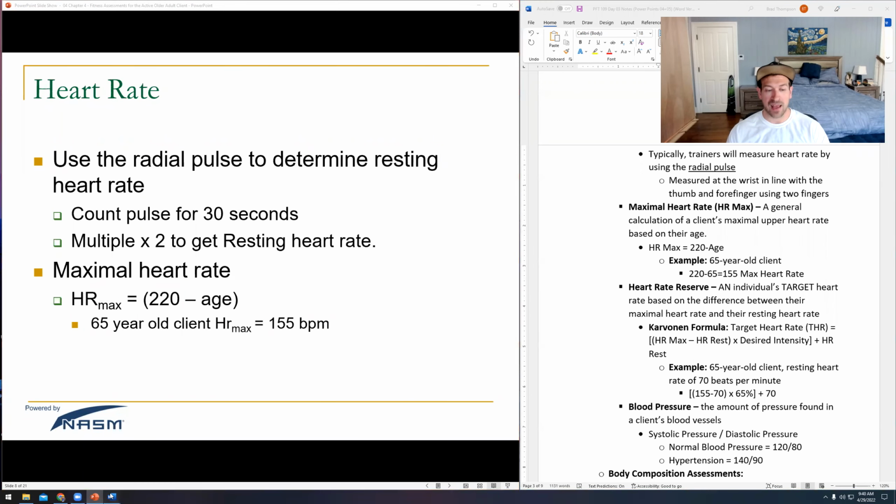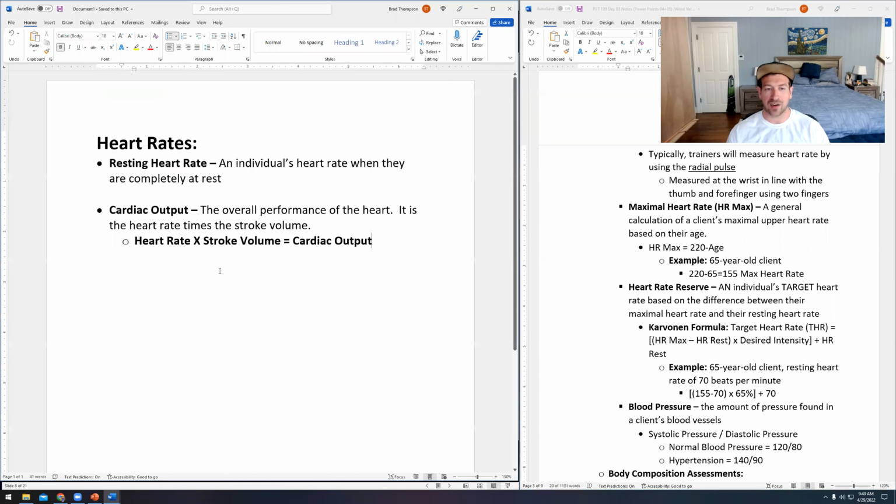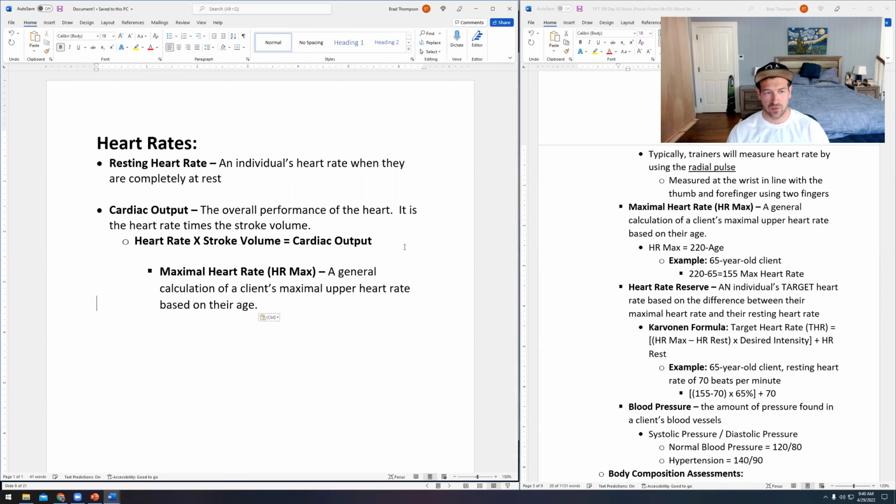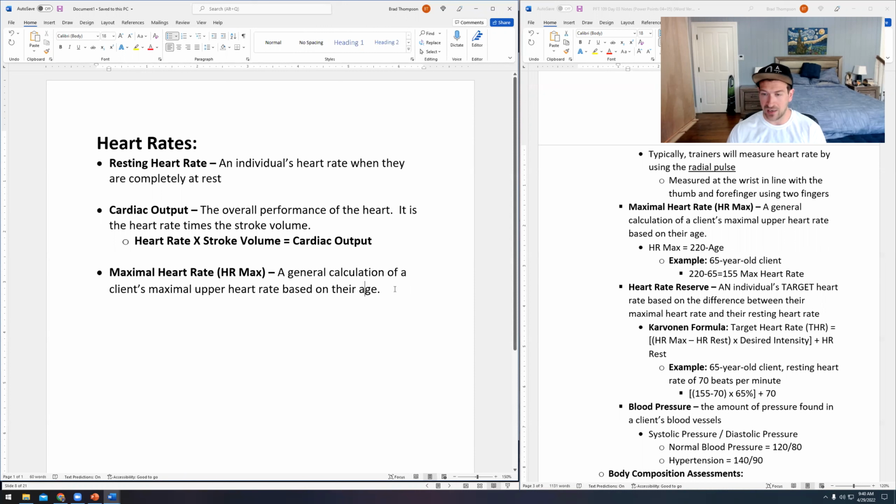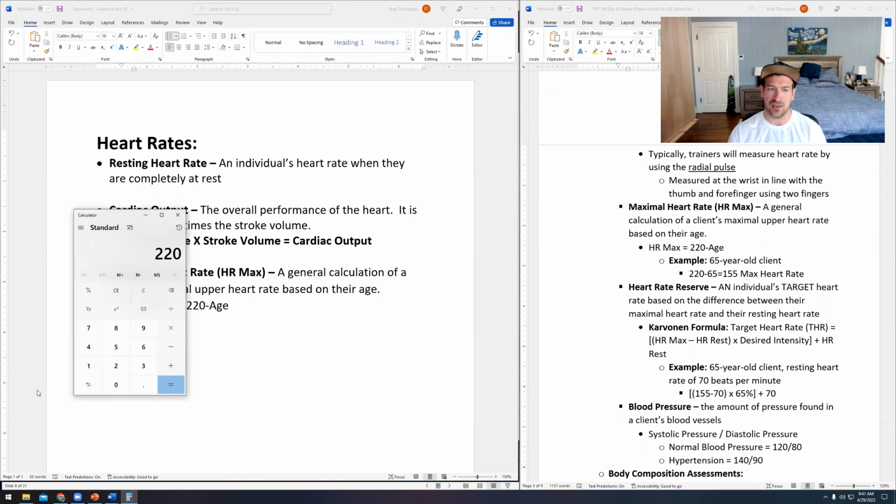Now remember, their heart rate max is a general calculation of their upper heart rate based on their age, right? So heart rate max is very simple. It's just 220 minus their age, okay? That's our formula there, 220 minus their age. So for example, let's say I've got a 65-year-old client. Well, then I'm just going to go 220 minus 65 for a max heart rate of 155.